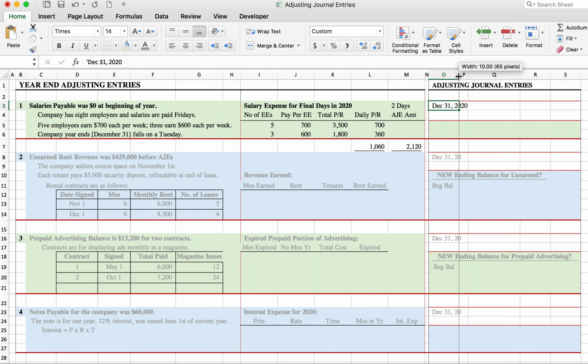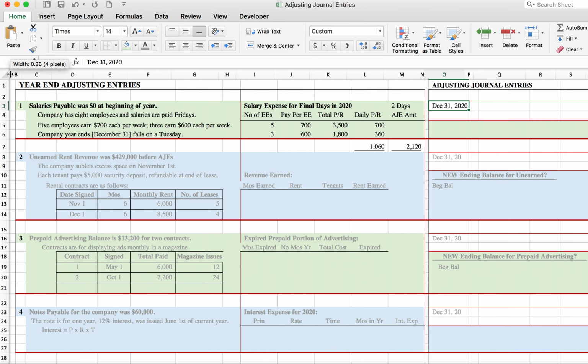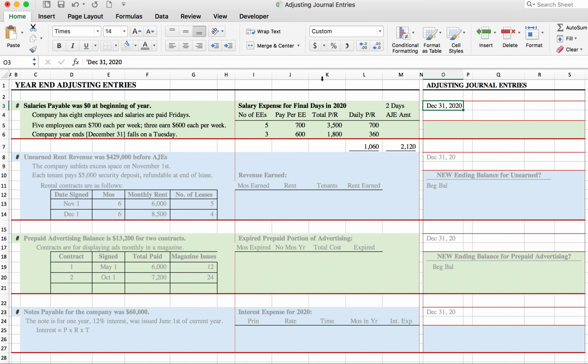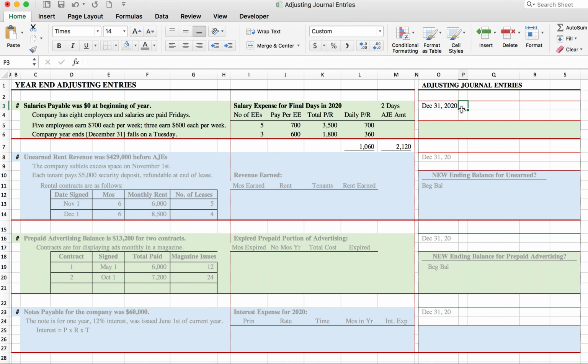So my adjusting journal entry is going to be, I do need to stretch this out just a little so everything appropriately shows on the screen. I'm going to debit salaries expense, and I'm going to credit salaries payable. And the amount of salaries expense in 2020 at year end is equal to 2,120. So now my financial statements will reflect the appropriate salaries for the year 2020.